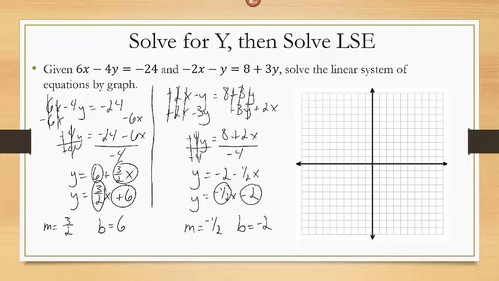So let's go ahead and plot these two equations. Let's start with our first equation, which has a y-intercept of 6. So move up 6 from the origin. So 1, 2, 3, 4, 5, 6. And we're going to go up 3 and over 2 because of rise over run.